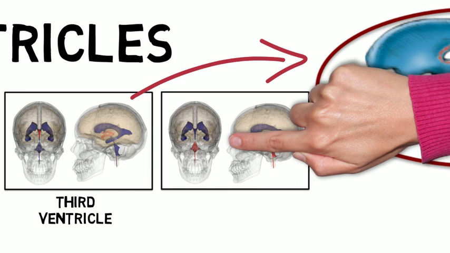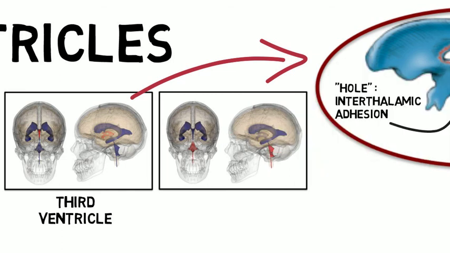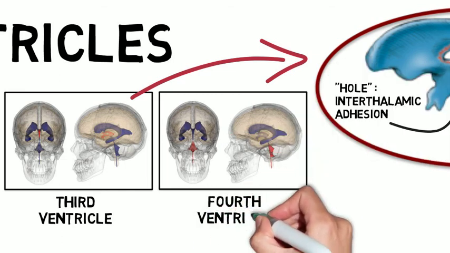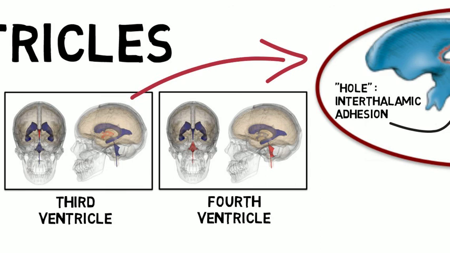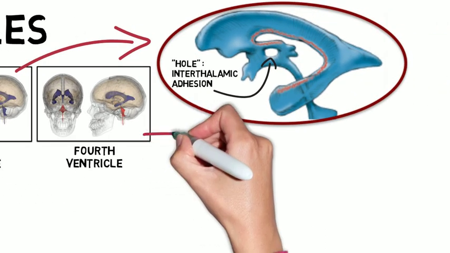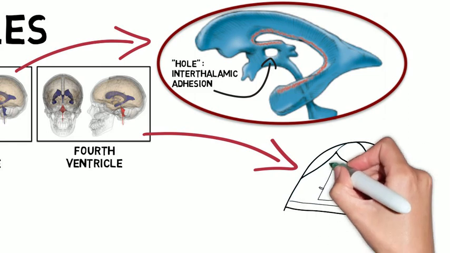Finally, we have the fourth ventricle. This cavity is flanked by the cerebellum posteriorly and the pons and rostral medulla anteriorly. The fourth ventricle has a tent-like shape with a double-peaked roof.